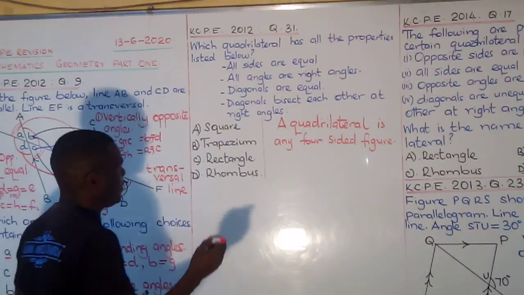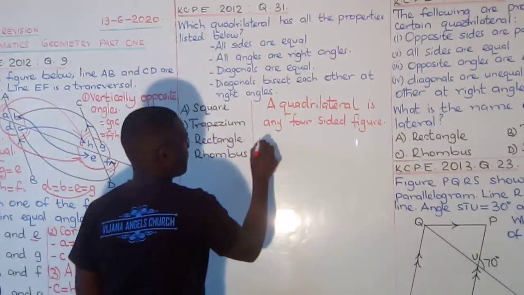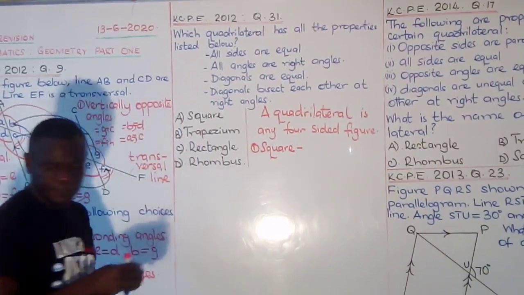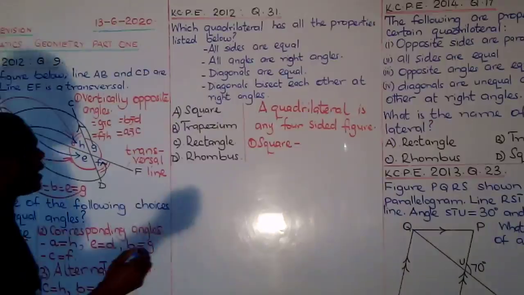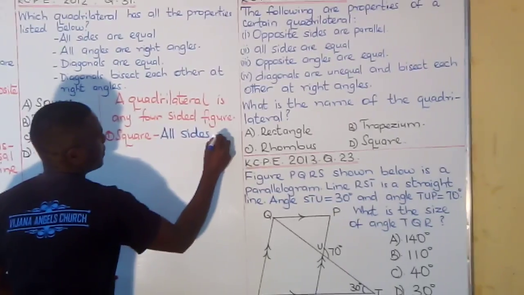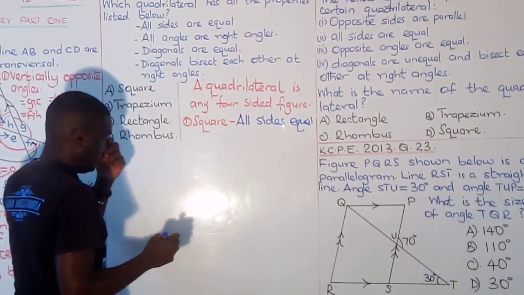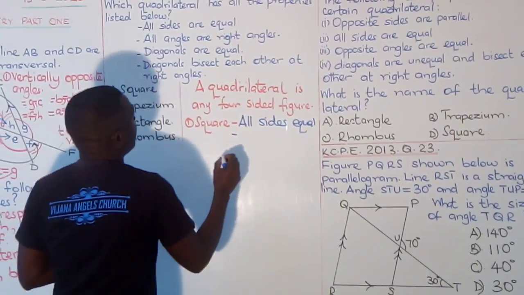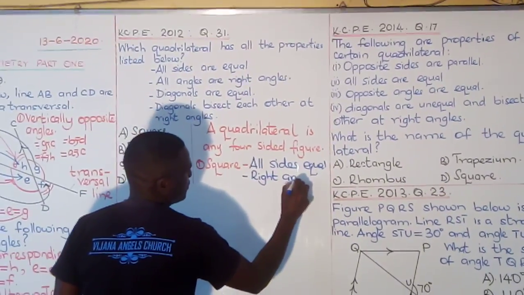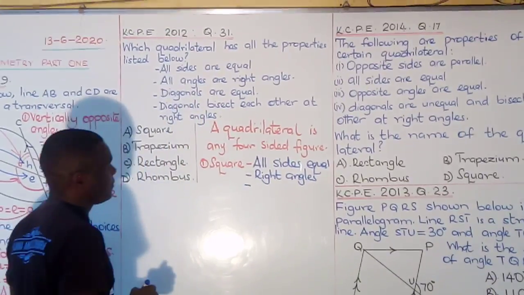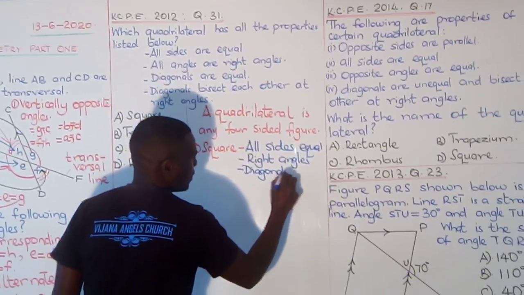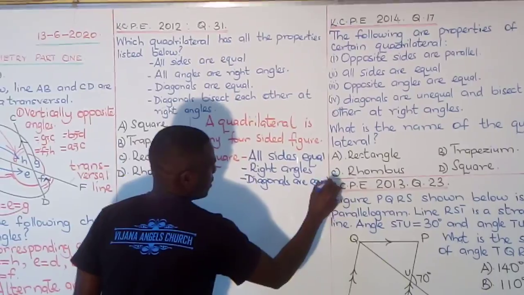Now look at this. We start with a square. A square has all sides equal. All angles are right angles. Diagonals are equal.